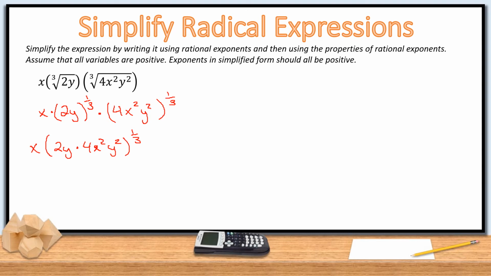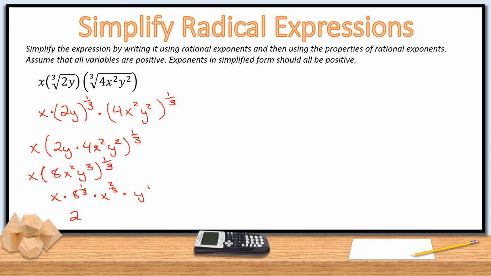At this point then, let's simplify it. So 2y times y squared, that's going to be a y cubed, and the 2 times 4 can be simplified as well. So I've got 8x squared y cubed all to the power of a third. Now is when I'm going to bring that third in. So I'm going to have x times 8 to the power of a third times x to the power of 2/3 times y to the power of 3/3, which is 1. We're almost done. 8 to the power of a third is 2.